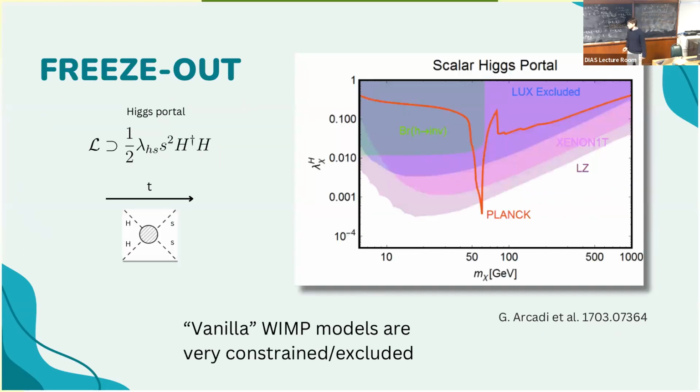Okay, the problem with freeze-out is that loads of vanilla freeze-out models, which are called WIMPs, are very constrained or excluded. This, for example, is a scalar Higgs portal model. This is the Lagrangian term that we have: a scalar dark matter S squared that couples with the Higgs, and this is the process.